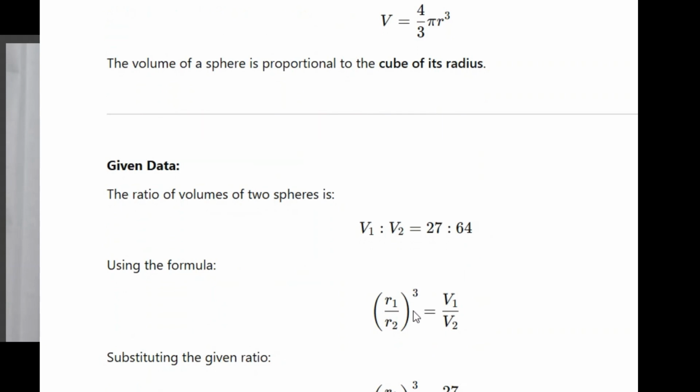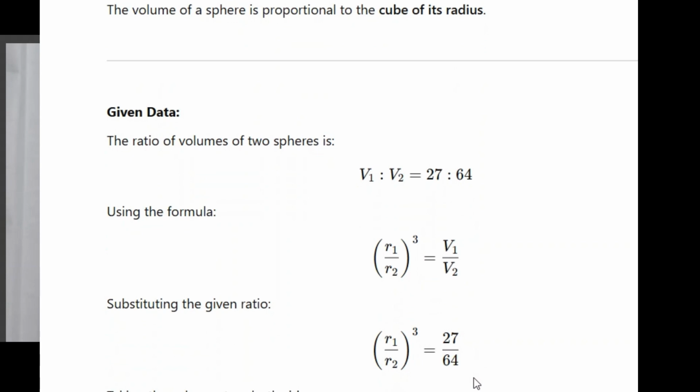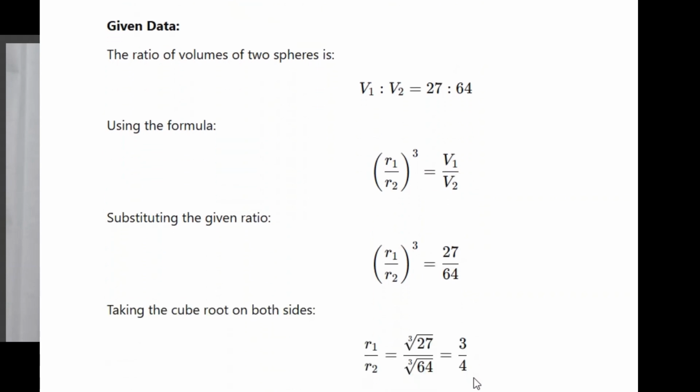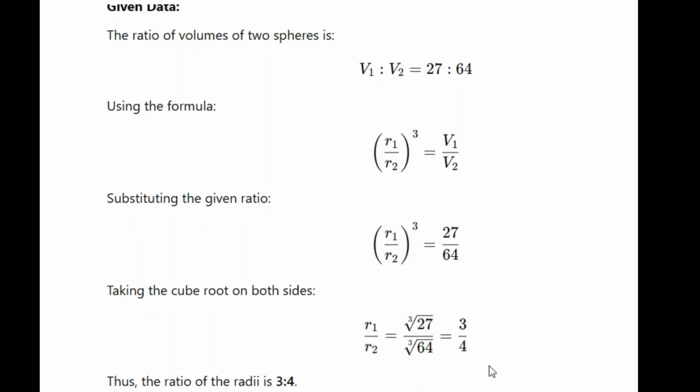Then r1 by r2 whole cube is v1 by v2. So r1 by r2 whole cube is 27 is to 64. Cube root of both is 3 by 4. So r1 by r2 is 3 by 4. Answer is 3 is to 4.